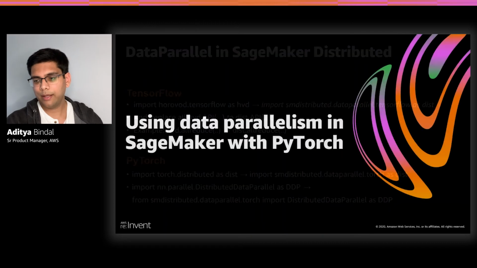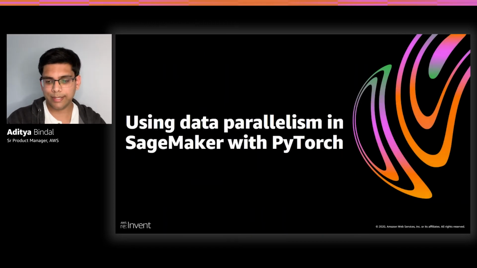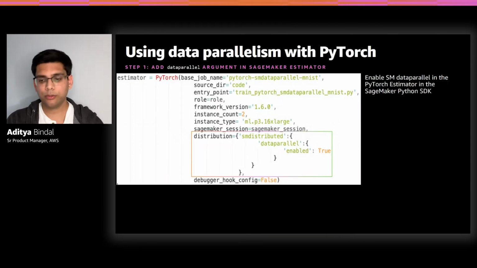Okay, so with that, let's dive right into an example. We're going to use the new data parallelism library and engine in SageMaker Distributed to train a model with PyTorch. So the first thing we'll do is modify the PyTorch estimator in SageMaker to enable SM Distributed Data Parallel.